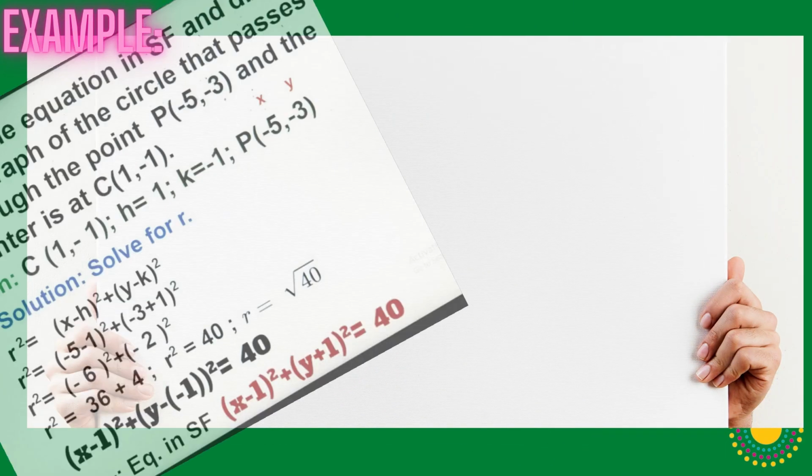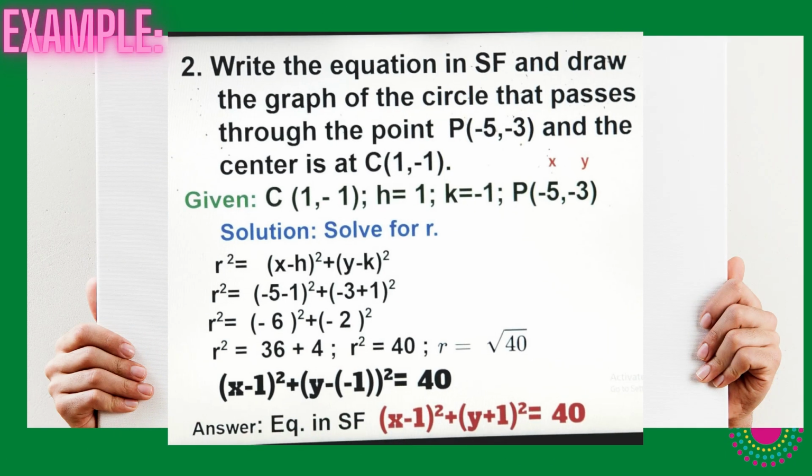Moving on to example number 2. Write the equation in standard form and draw the graph of the circle that passes through the point P(−5, −3), and the center is at C(1, −1). So let's have the given. Center at (1, −1), h equals 1, and k equals −1. Passing through the given point P, x equals −5, and y equals −3.